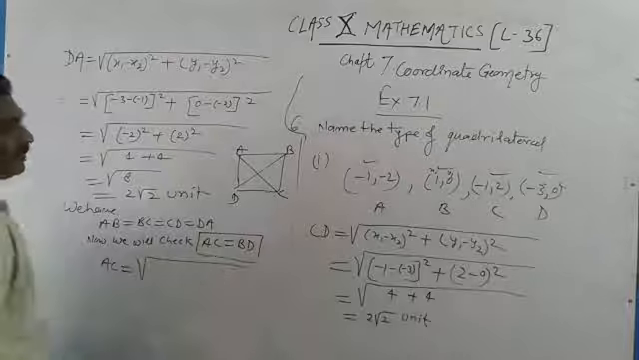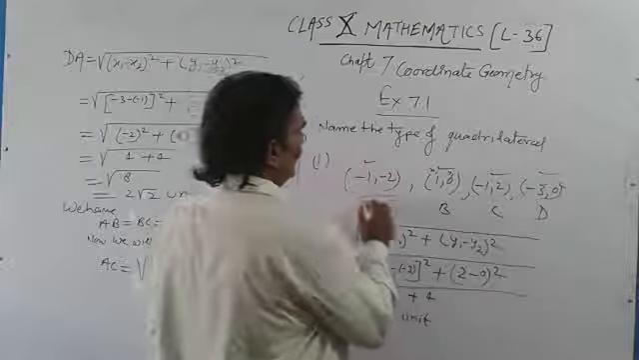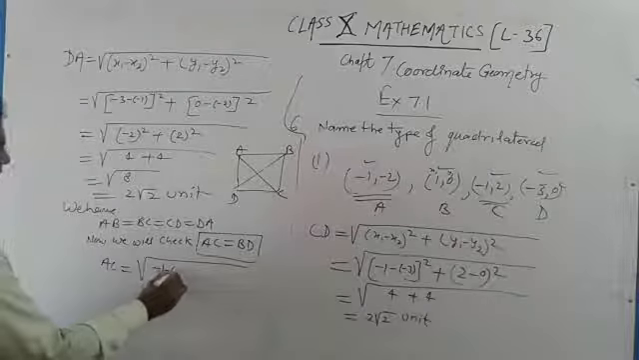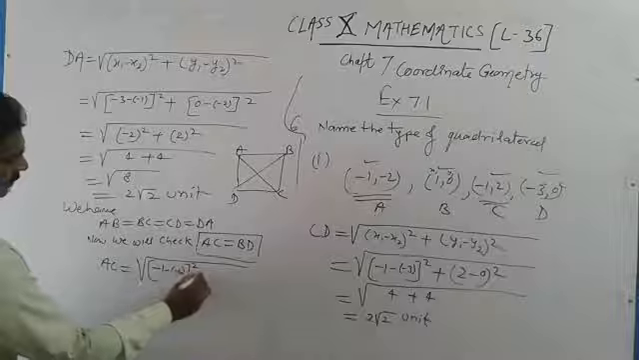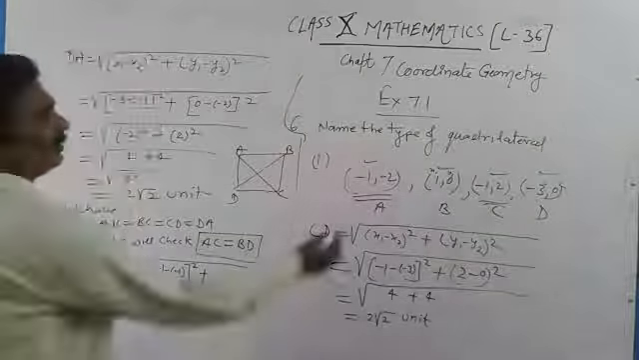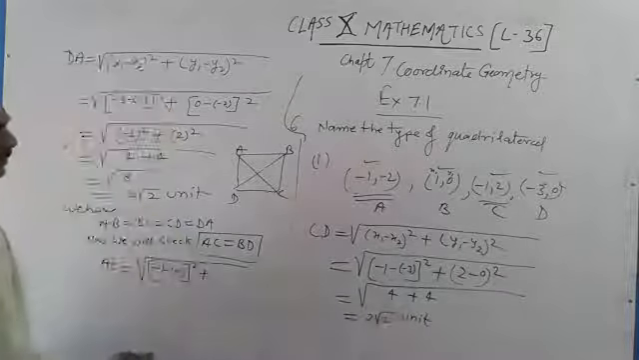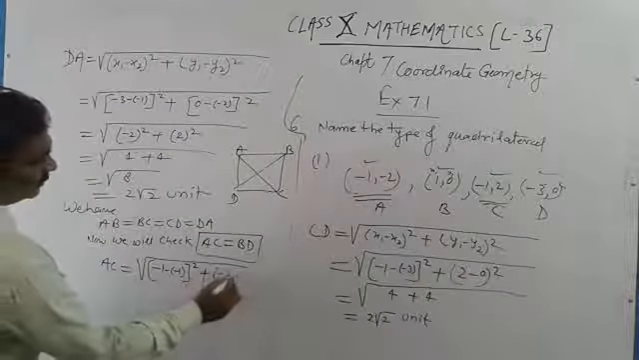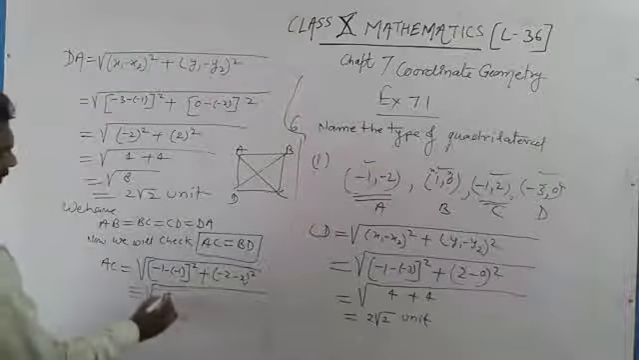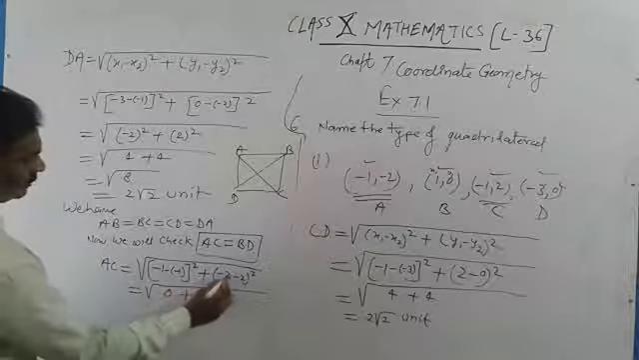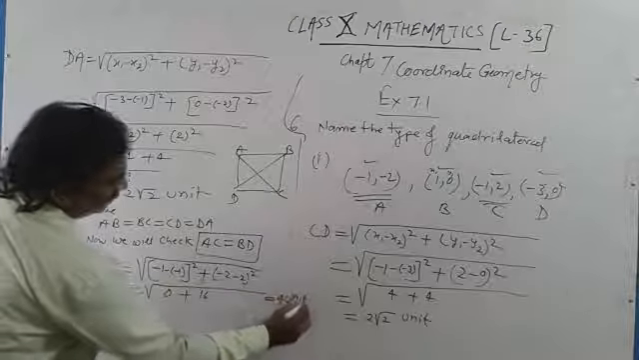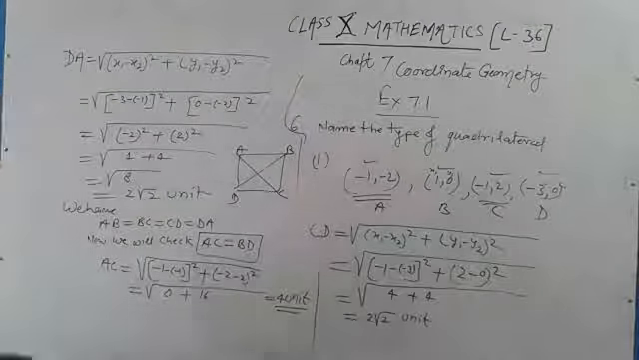for AC, A and C, these are 2 points. You can take minus 1 minus 1 minus 1 whole square, x1 minus x2. Now minus 2 and minus 2, minus 2 minus 2. So students, here we will get 0 plus 4, 16, that is 4 unit. This is our first diagonal, students.